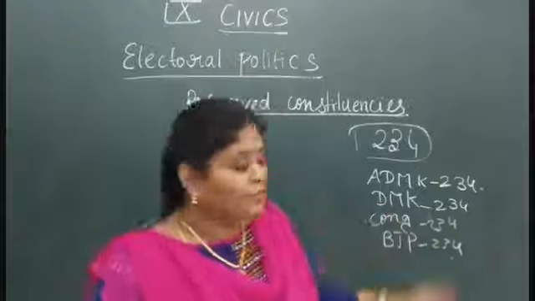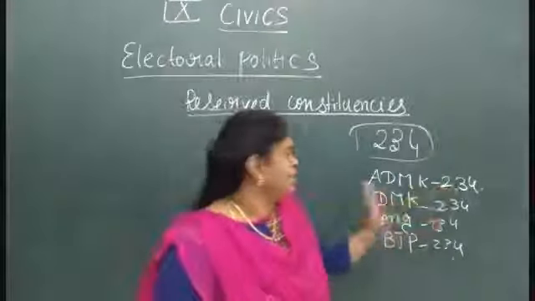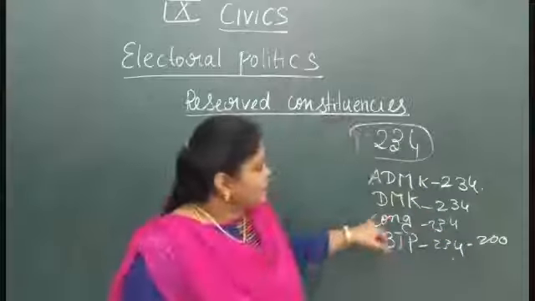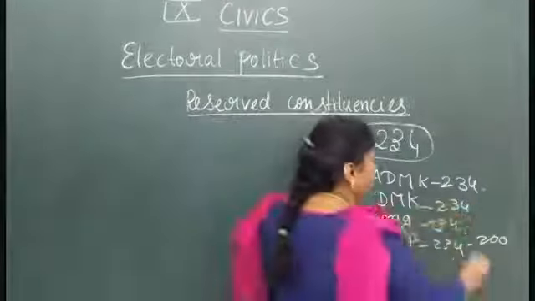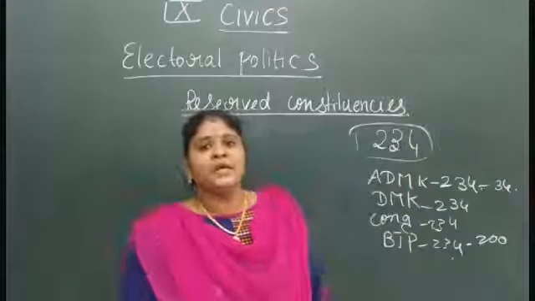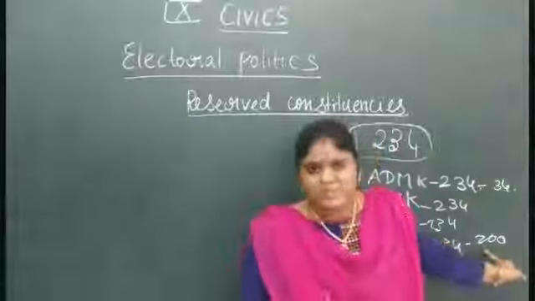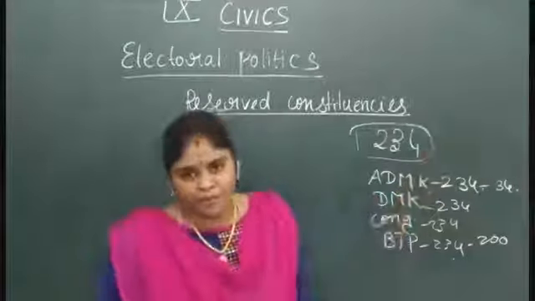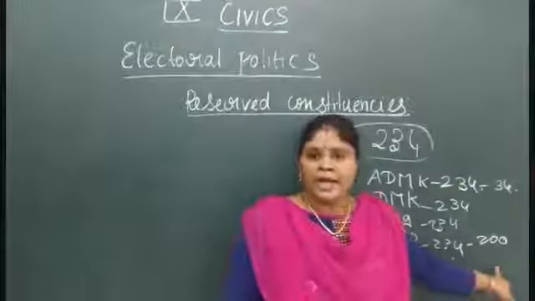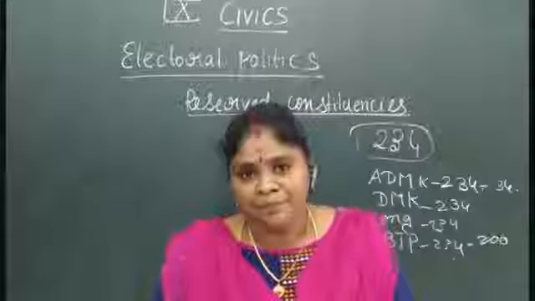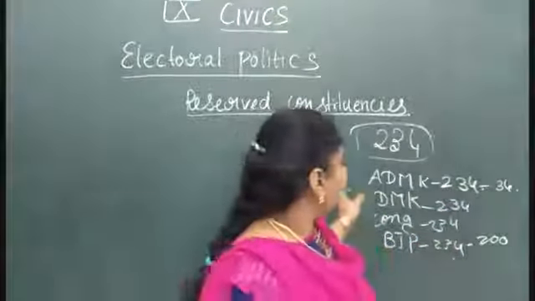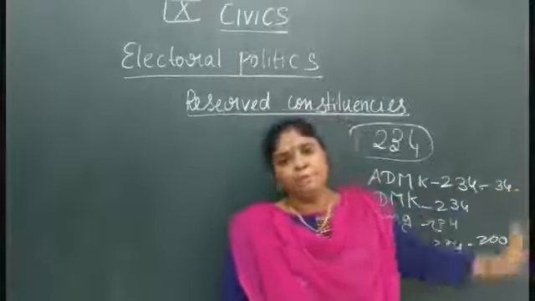Okay, and from that, if BJP is winning around 200 seats, and the remaining is won by other parties like ADMK, around 34, this is the majority party which has got the majority of the votes. So what will happen is that BJP will be considered as the ruling party. Next, the party which has got less than that will be considered as the opposition party.